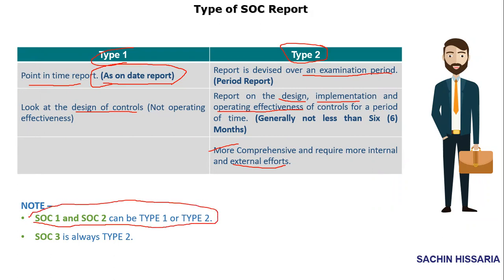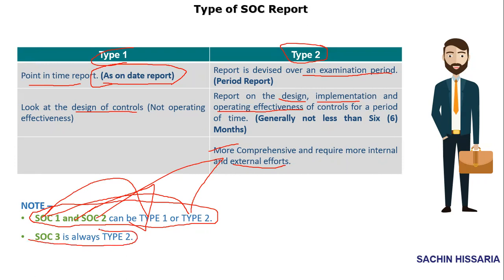So in the previous slide, we discussed SOC 1 and SOC 2. SOC 1 can be SOC 1 type 1 and SOC 1 type 2. Similarly, SOC 2 type 1 and SOC 2 type 2. But SOC 3 is always a type 2 report. SOC 3 cannot be type 1. So this is about the type of report. Now, next slide.